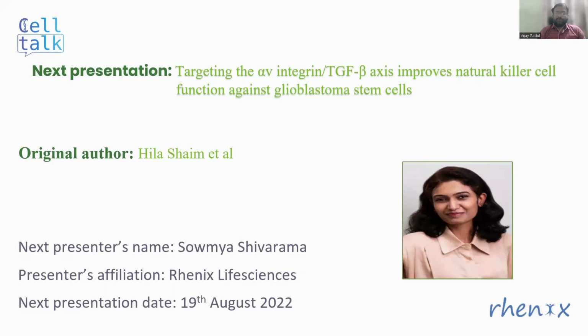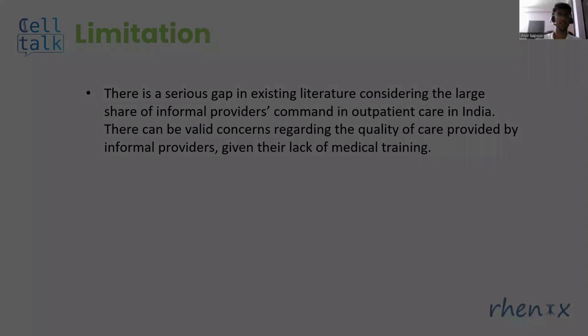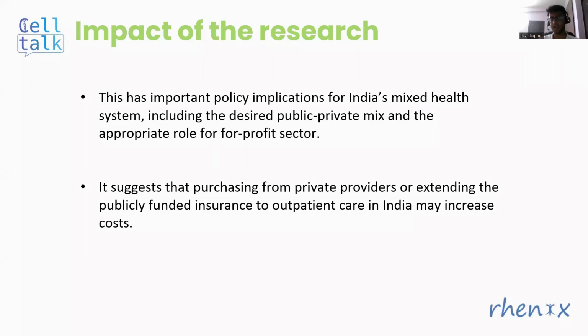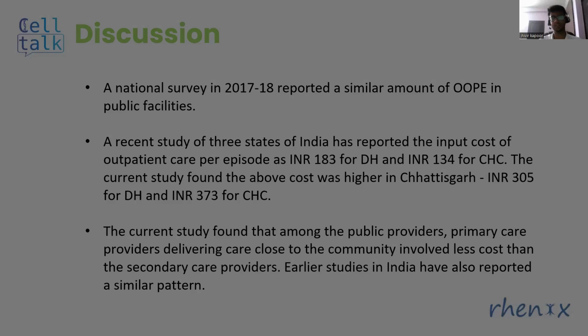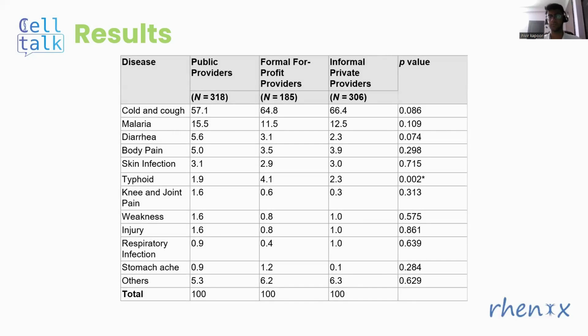One more question. Does the selection of healthcare providers include only allopathic or are alternative medicines also included? It's outpatient care, so I don't know what kind of medication it includes. They're just comparing the outpatient care, and the disease-wise breakdown, as you can see, was this. So I don't know what kind of medication they provide.